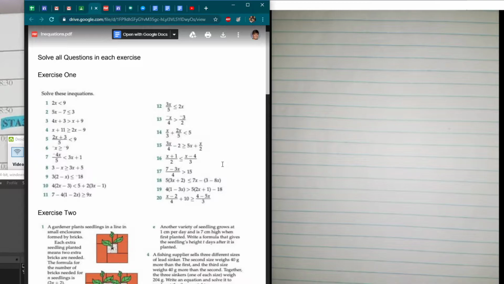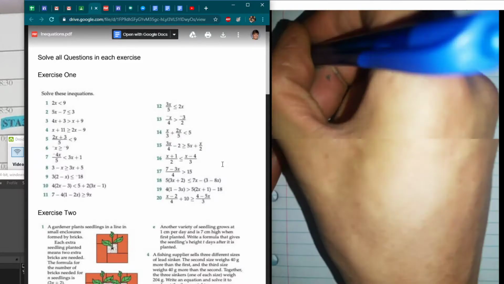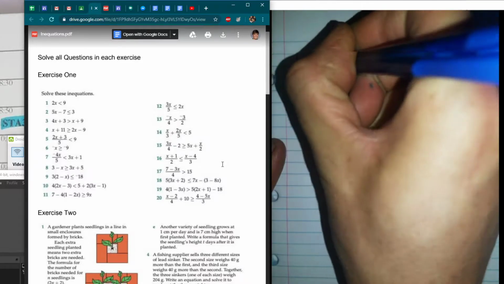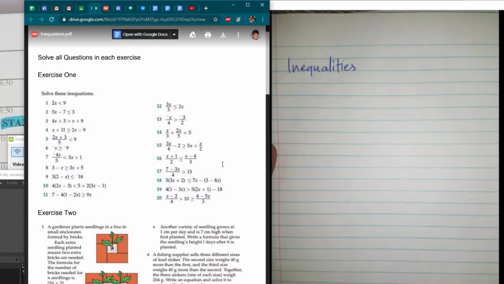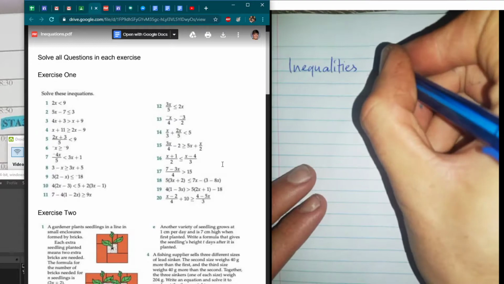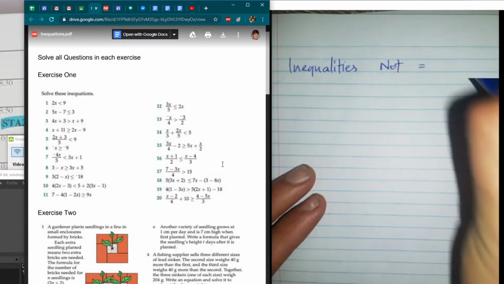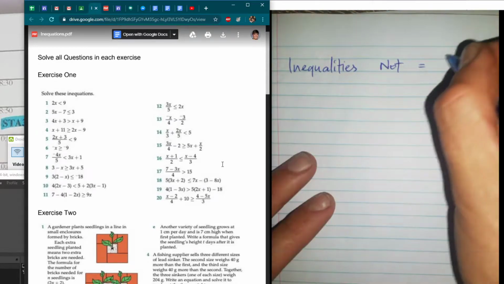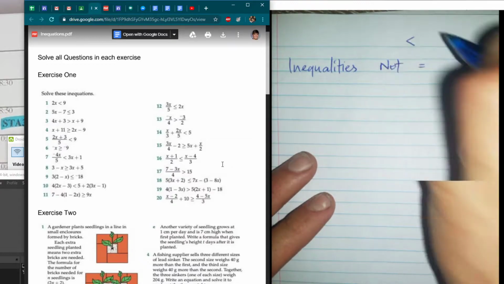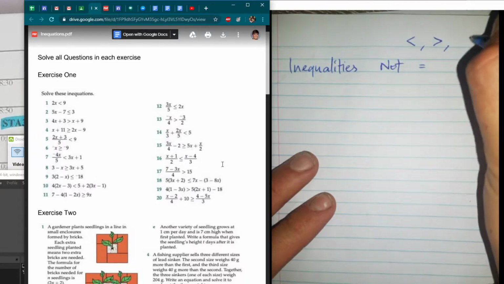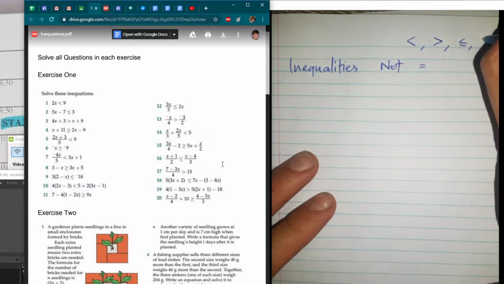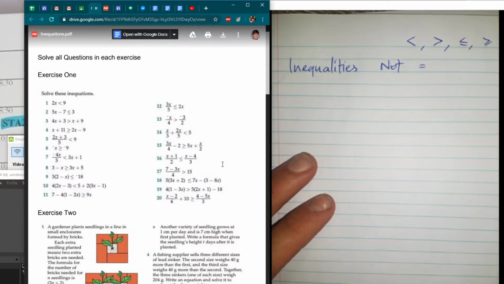The whole idea of an inequality is that it's not equals. It just means not equals. So it can be less than, and it could be greater than, or it could be less than or equal to, or greater than or equal to. These are all inequalities.